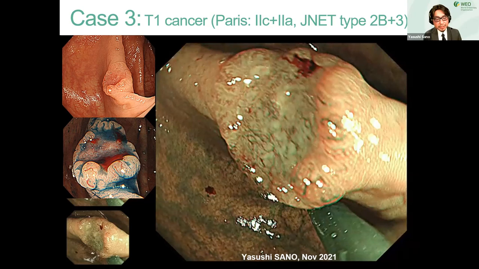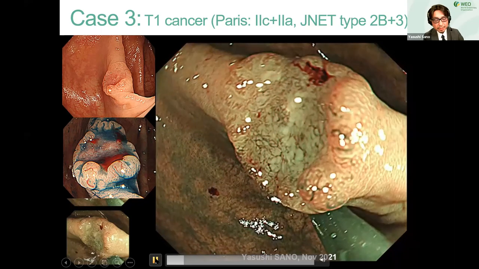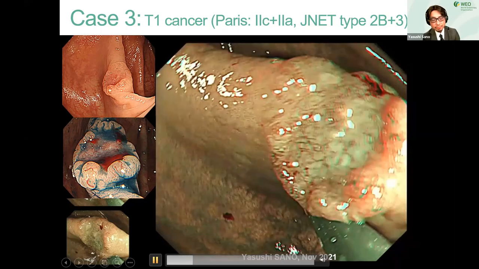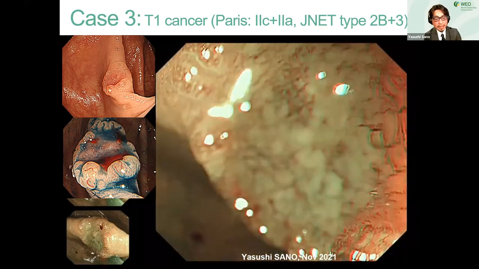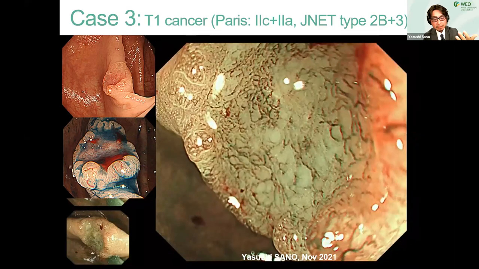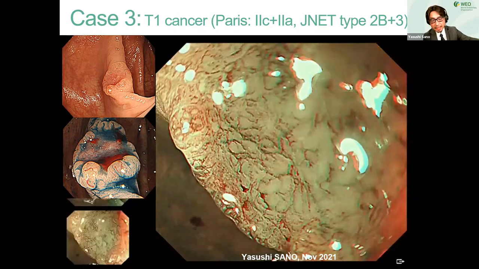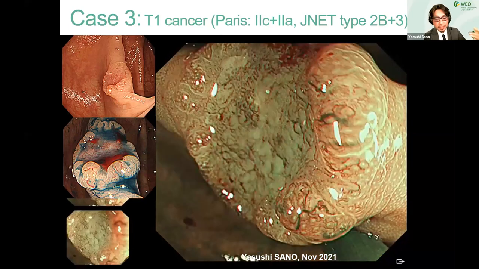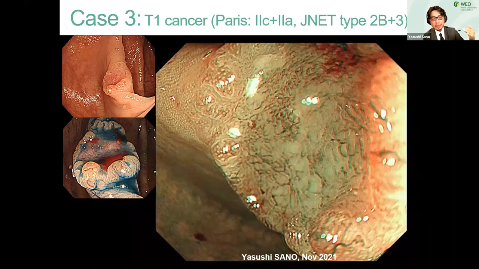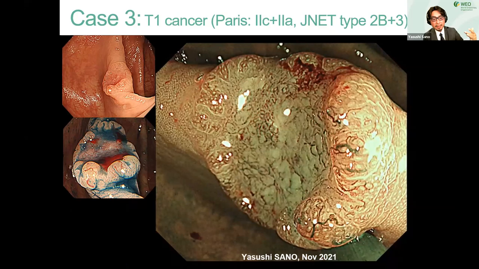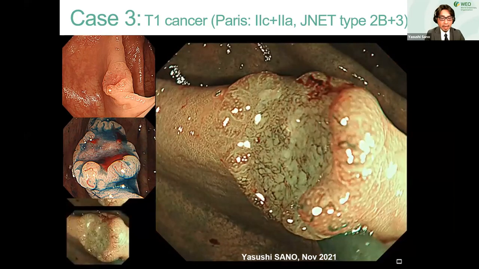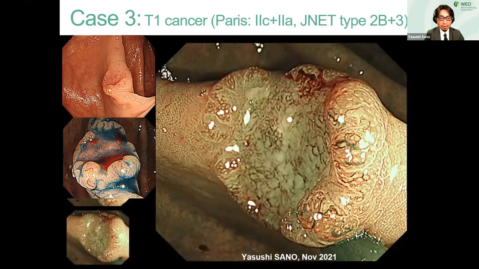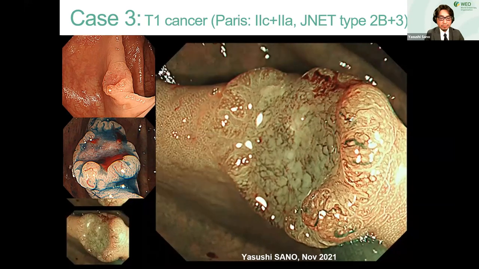And I will show JNET type 3 or NICE 3 lesions. This is a JNET 2A type lesion. As you see, with zoom, the surface is amorphous. But the left upper side shows some irregular vessels. So this is JNET 2B plus JNET 3. So I recommend additional chromoendoscopy.